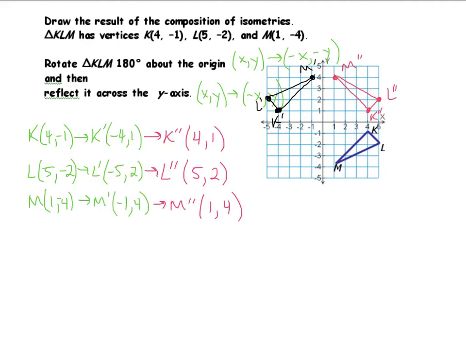So taking a look, my K prime was (-4, 1), L prime was (-5, 2), and M prime was (-1, 4). When I drew it out over here, it did indeed look like we took this and rotated 180 degrees around our origin.